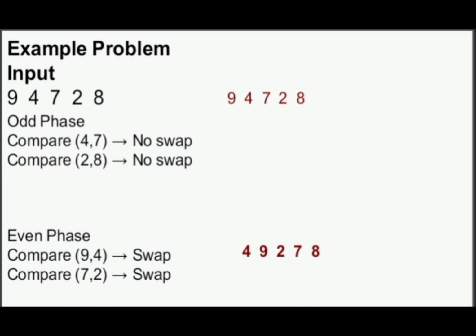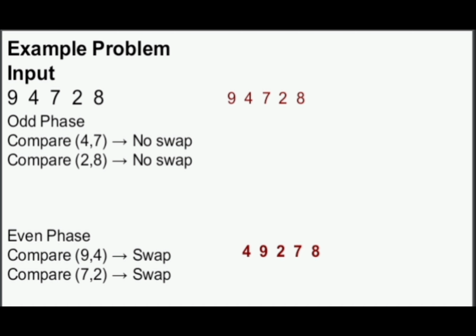Example of first pass of odd even sort. The array is 9, 4, 7, 2, 8. Odd phase: in the odd phase, we compare elements in positions 1, 2, 3, 4. Compare 4, 7. 4 is smaller than 7. They are already in the correct order. No swap needed.